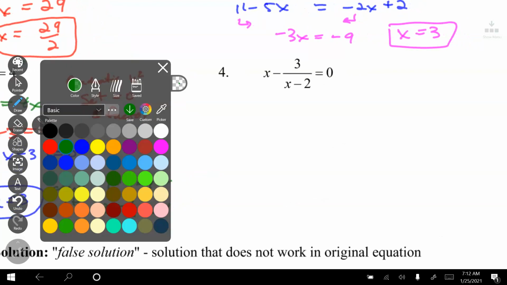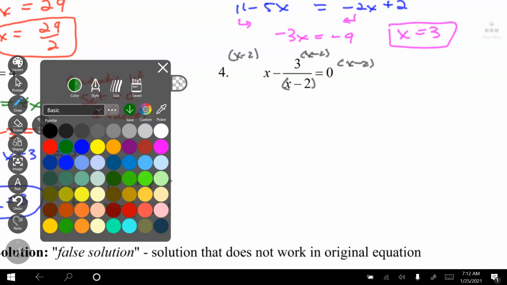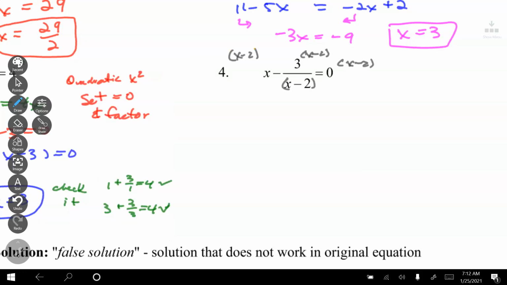Okay, again, this one's a little bit more difficult because I have something a little bit more complicated in the denominator. So I'm going to multiply by x minus 2 once, x minus 2 twice, x minus 2 3 times. I'll pick orange. These x minus 2's cancel.